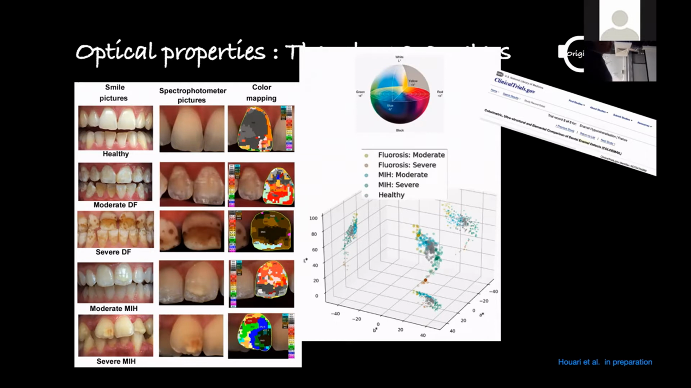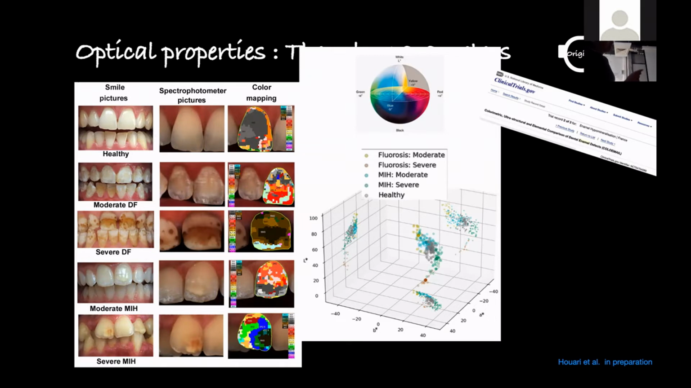The principal finding of this clinical study was the differential distribution of these color parameters depending on the pathology and depending on its severity. The small yellow cluster corresponds to moderate fluorosis, so white lesions caused by dental fluorosis. And in the small red cluster, you have the same pathology, but in its severe form.